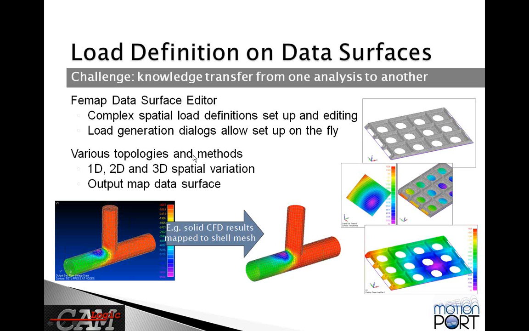So, we talked about the distribution of a pressure. So this is talking about there can be one-dimensional, two-dimensional, three-dimensional spatial variation on what those pressures are, and FEMAP will be able to accommodate that very well.